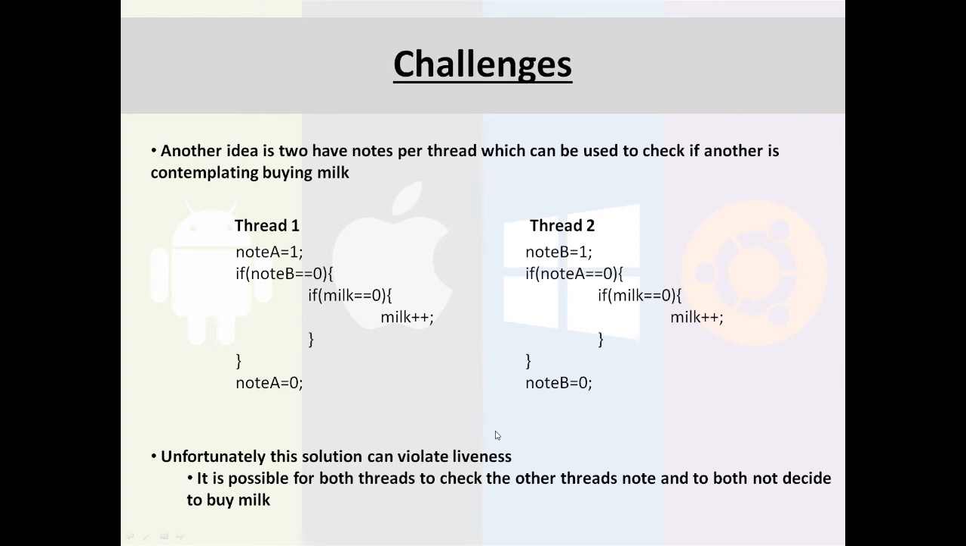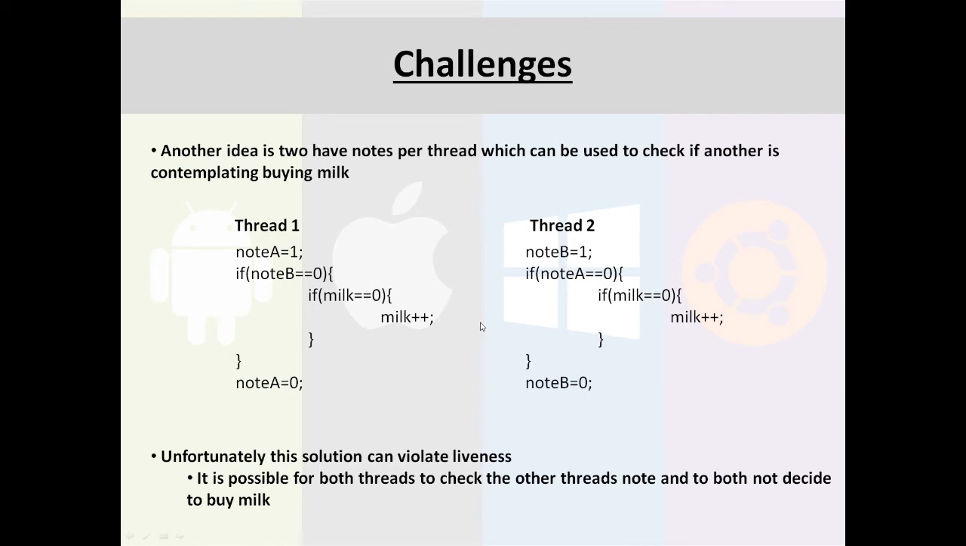Well, another idea is to have 2 notes, one per thread, and these can be used to check if another one is contemplating buying milk. So here our thread 1 sets note A equals 1, and if note B is equal to 0, then check if there's no milk. If there's no milk, then I'll buy milk. The idea with note B equaling 0 is that, if note B is equal to 0, that means thread 2, or roommate 2, is not thinking about buying milk. And then obviously the opposite occurs for our thread 2.